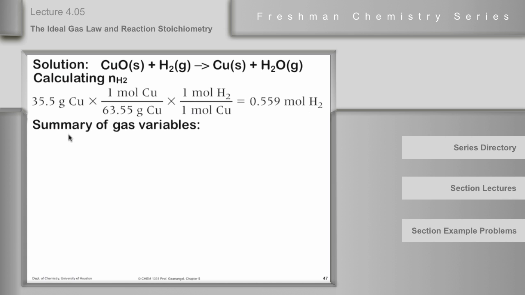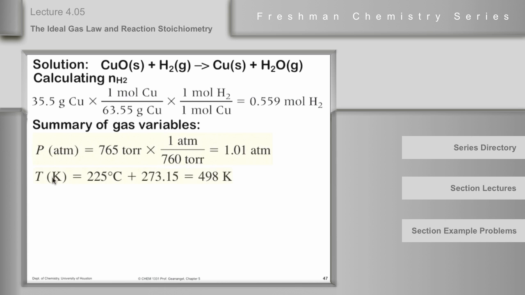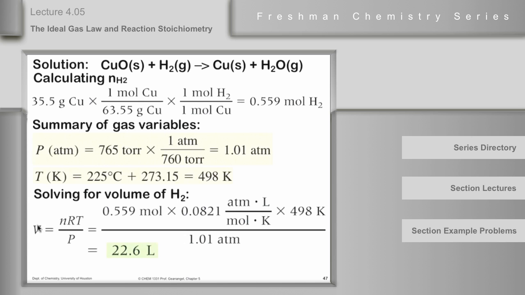Now the last step, we need to summarize the gas variables because it's a gas law problem, right? The pressure in atmospheres is 765 torr times 1 atmosphere over 760 torr, and this is of hydrogen. This gives us 1.01 atmospheres of hydrogen. Temperature 225 degrees Celsius corresponds to 498 Kelvin. So that looks pretty good. And to solve, all we have to do is use the ideal gas equation, solve for V.